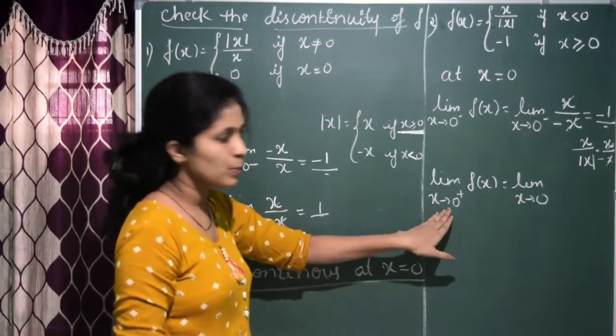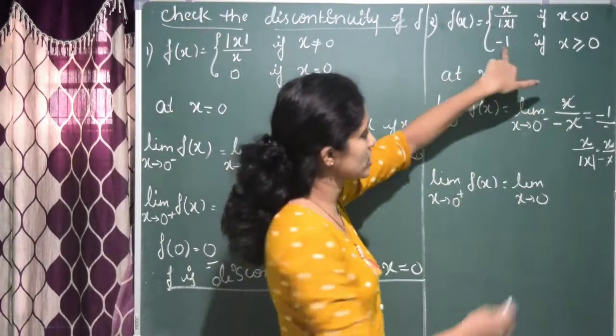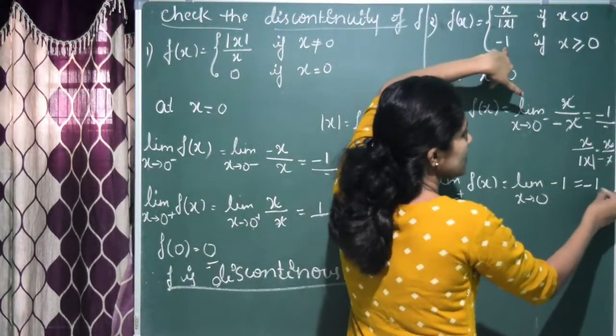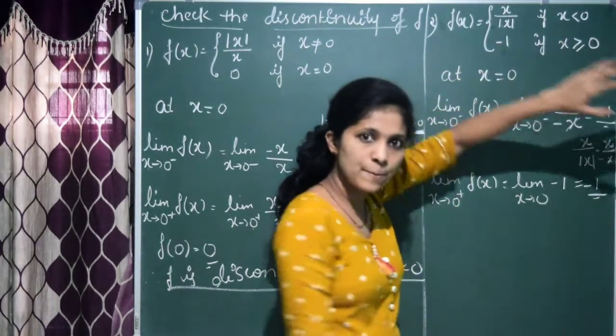Obviously it will be positive. So if it is greater than 0, the function is minus 1. Anyway, here x value is not there. So this will be equal to minus 1. So here the left hand limit is equal to the right hand limit.